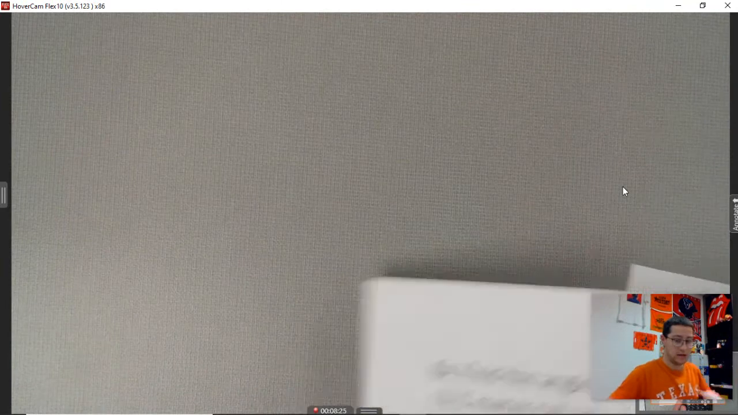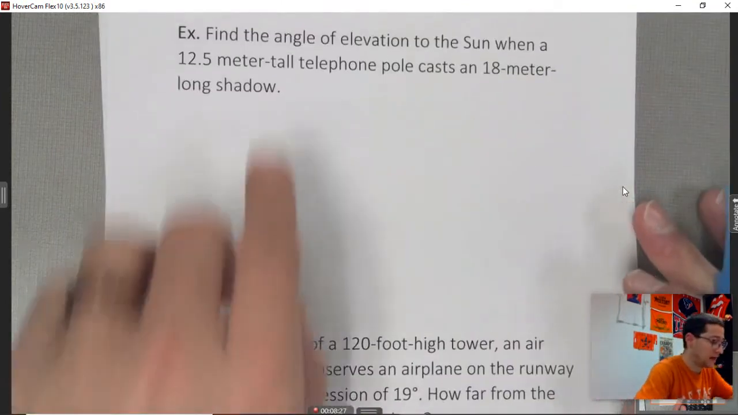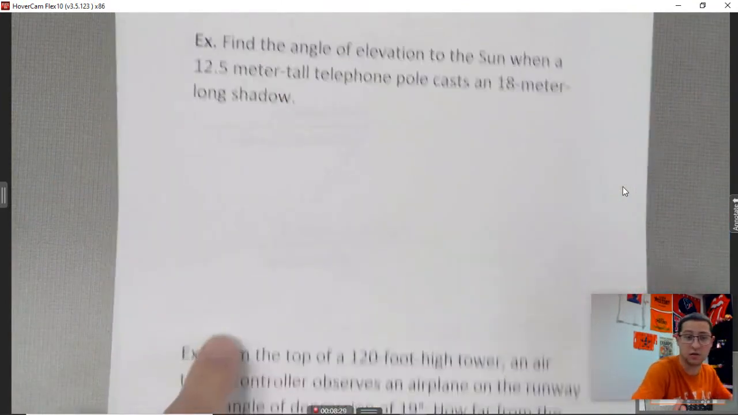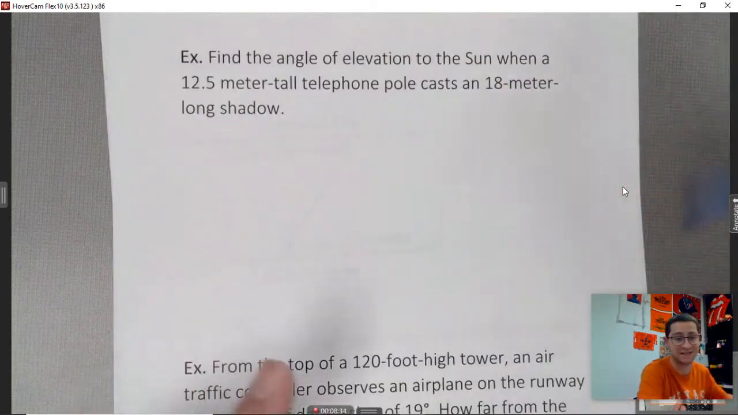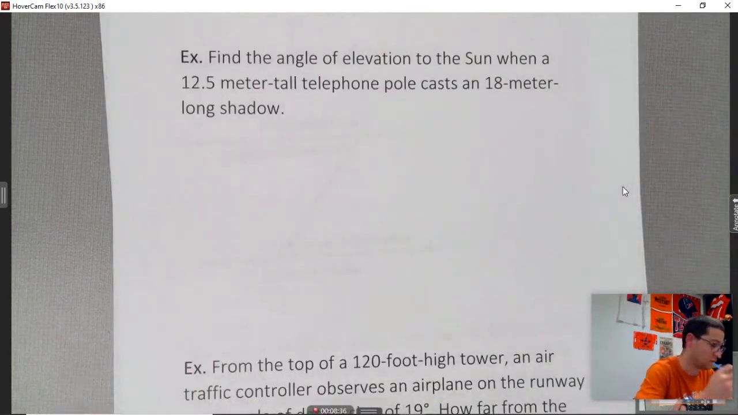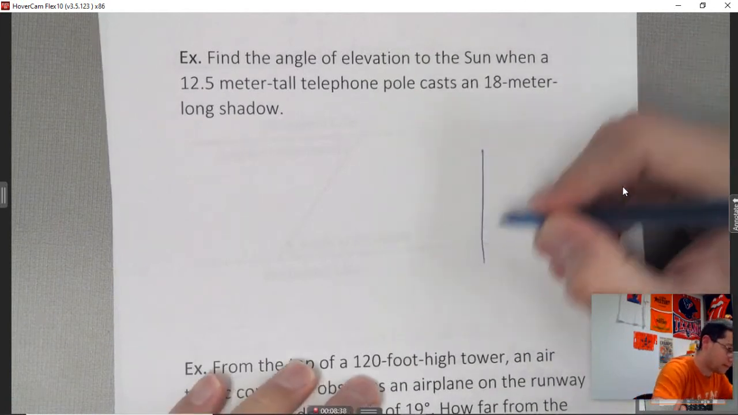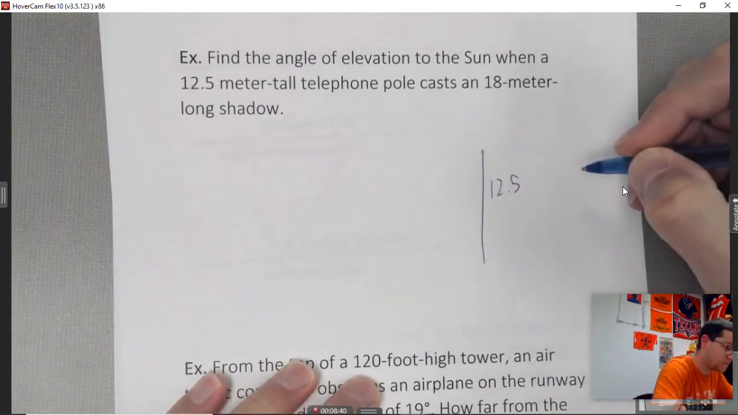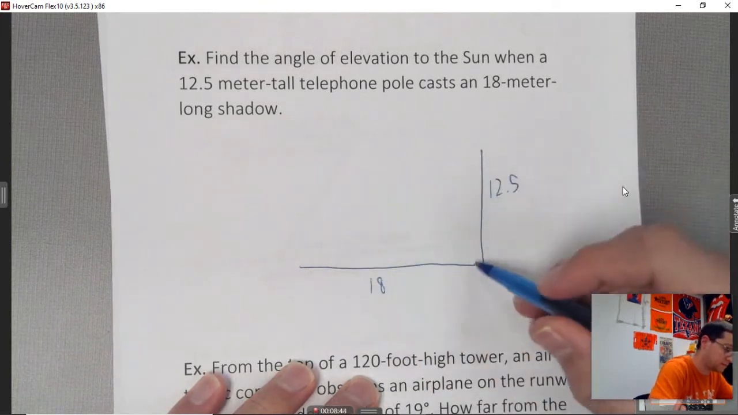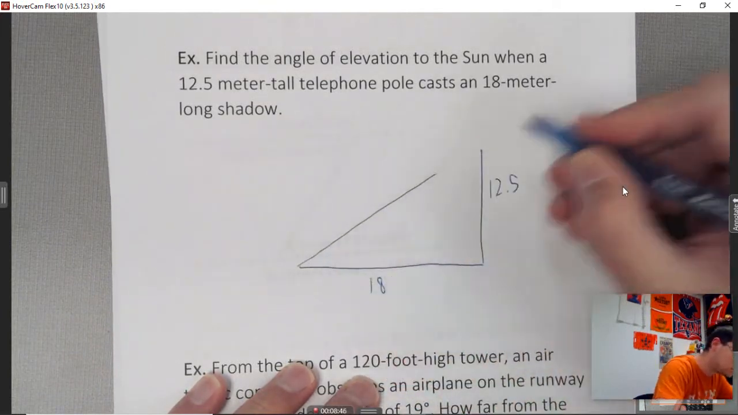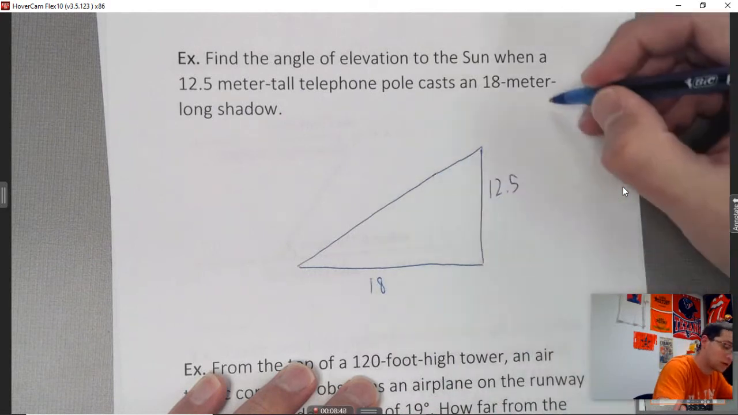Alrighty, next one. Find the angle of elevation to the sun when a 12.5 meter tall telephone pole casts an 18 meter long shadow. Cool. Okay, 12.5 tall, 18 long shadow. Here's the sun.